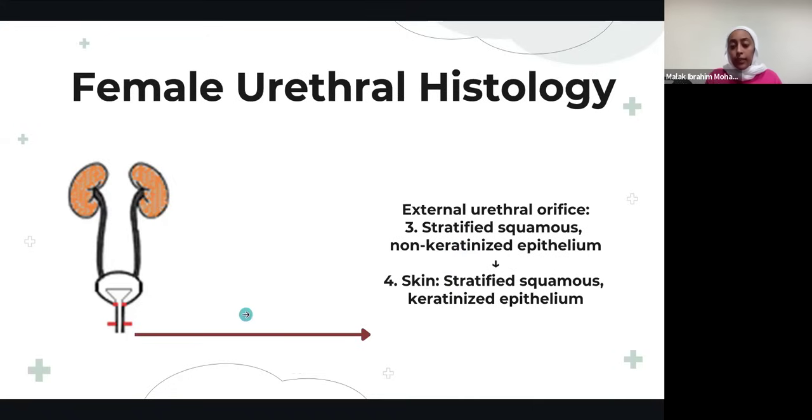And then exactly like males, the external urethral orifice is going to be stratified squamous non-keratinized, and then at the end, when it's closer to the skin, it's going to gain keratin, and it becomes stratified squamous keratinized. I did not put histological pictures here because this was not mentioned in the lab, and any histology picture that will come in the lab will 100% be that you took it in lab. So if it's not covered in lab, then you don't have to know it.